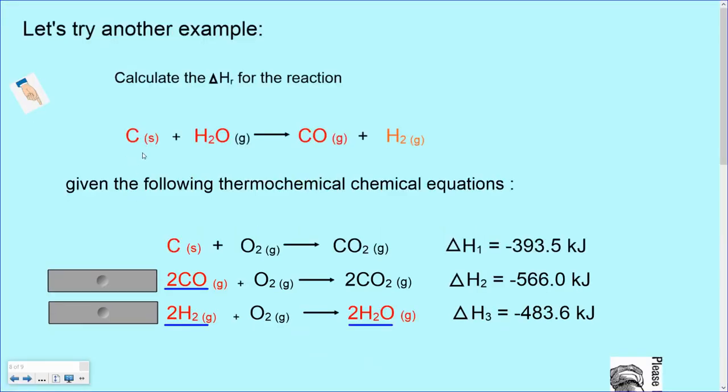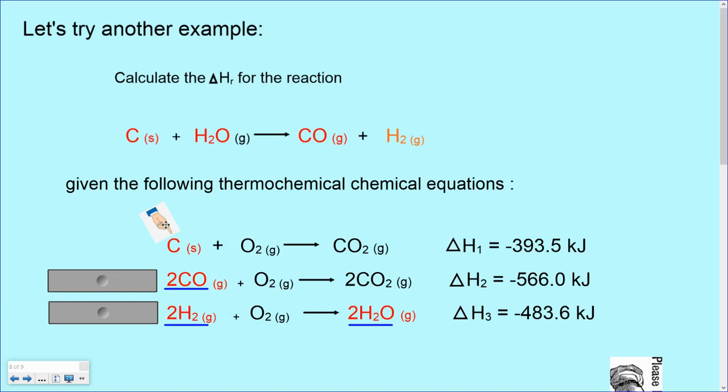We're going to have solid carbon reacting with gaseous water, and it'll produce carbon monoxide and hydrogen gas. We are asked to calculate the enthalpy of reaction for this reaction using these equations. So we are not going to solve this using enthalpies of formation. We're going to solve it using Hess's Law.